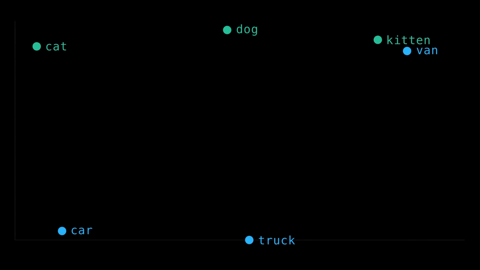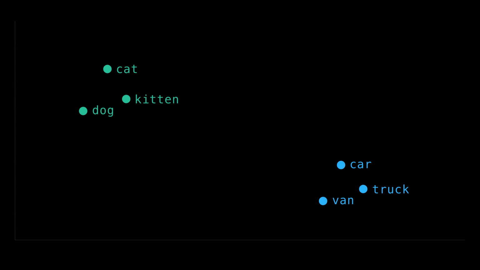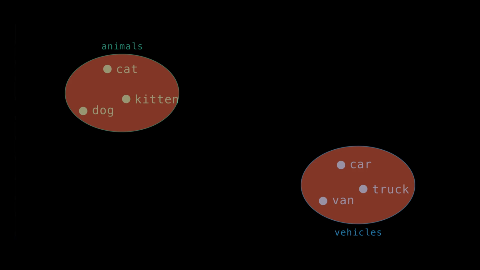Look at this small map. The animal words cat, kitten, and dog sit together in one corner. The vehicle words car, truck, and van sit together in another. And here is the surprising part. The model was never told these groups. It learned them on its own from the way the words are used in real text.